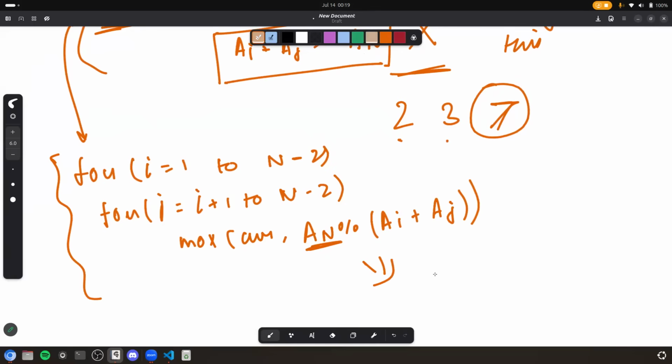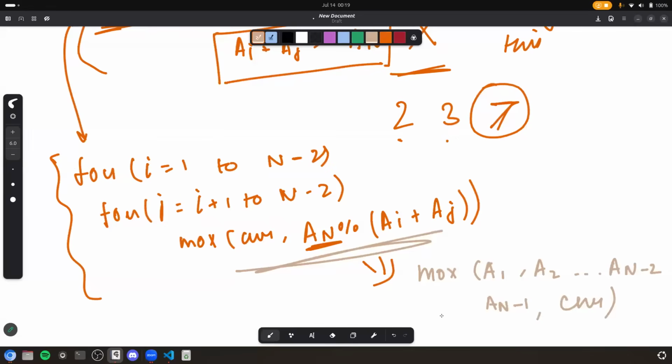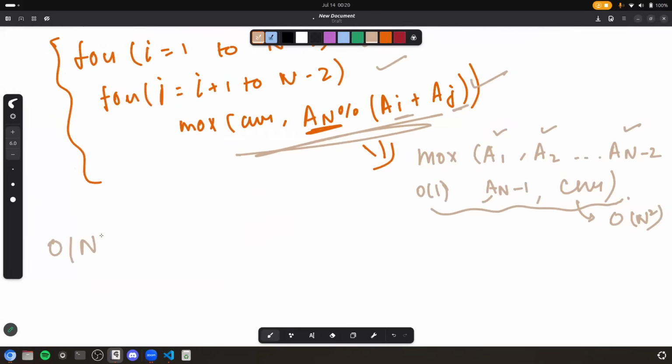So our final answer would be the maximum of A1, A2 till AN minus 2, then AN minus 1, and then whatever we get as the maximum value from this. Let's just name it curve. And this would be our final maximum answer. So we know all these in O of 1. And for this, we can just do a loop of O of n square, basically brute forcing the AI and AJ values, and we'll get our answer. So overall, our answer would be O of n square, since the rest is O of 1.